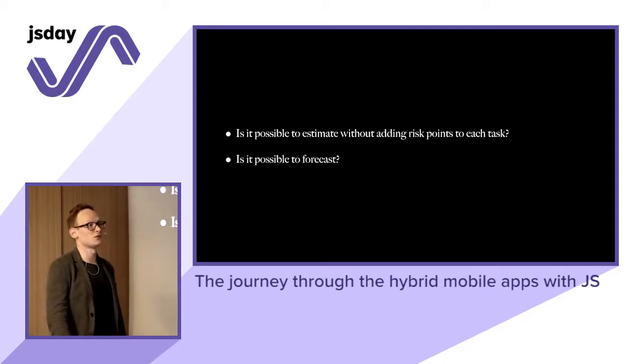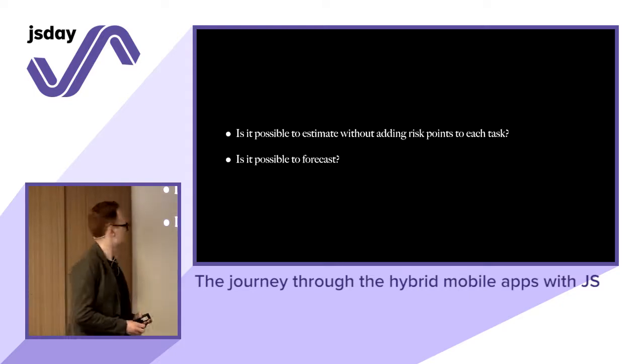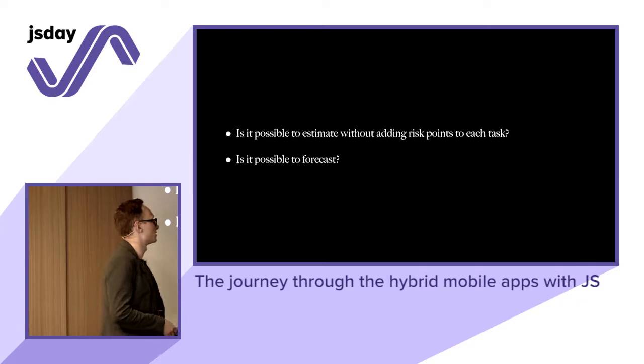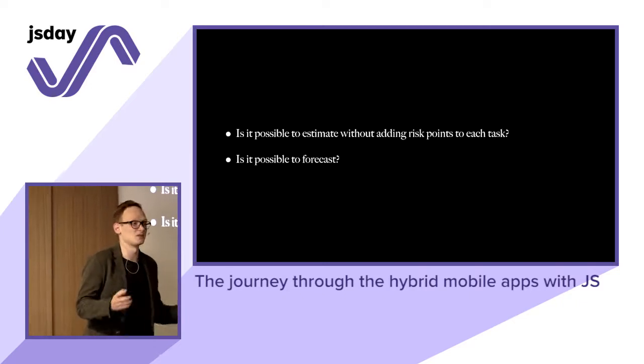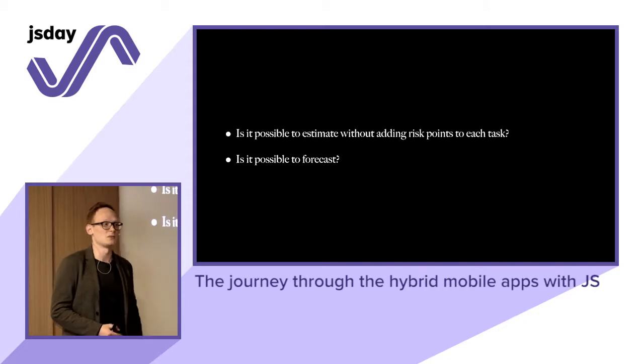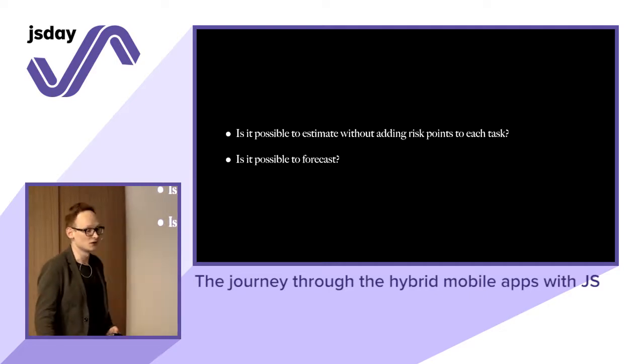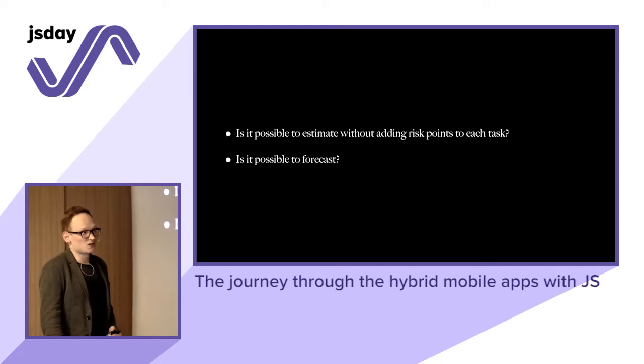So when you want to go with a React Native application, I suggest you ask yourself a couple of questions. First question: is it possible to estimate any given task, or at least the biggest part of the task, without saying, okay, we have an optimistic estimate which is 2 times lower than the pessimistic, because the risk range is so huge and we don't know what can go wrong? And is it possible to forecast?